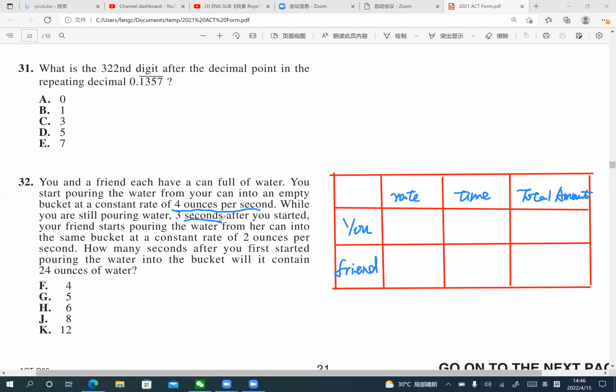So according to the given information, let's fill out the table on the right together. The rate of you pouring water is 4 ounces per second, so your rate is 4. And the rate of your friend is 2 ounces per second, so her rate is 2. If we use x to represent the time you spent, the time your friend has spent should be equal to x minus 3, because she started 3 seconds after you started.